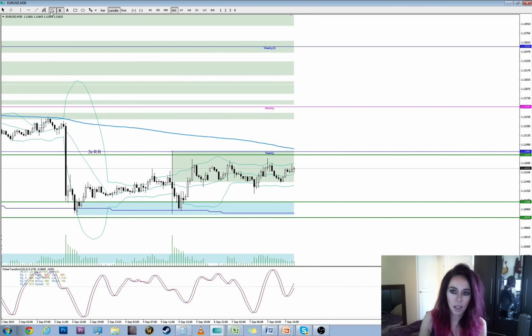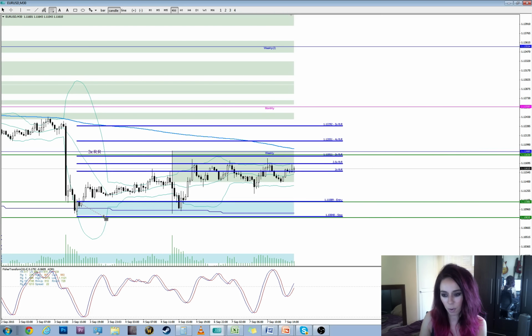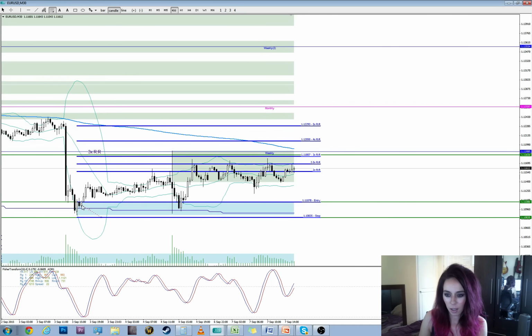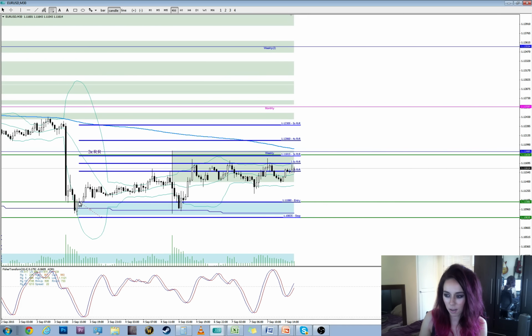I have a modified Fibonacci tool here. You take a fib tool and drag it from your entry price to your stop price. Let me just get the entry right. Okay, and this will pretty much give you exactly the numbers that you need in one drag on the chart.